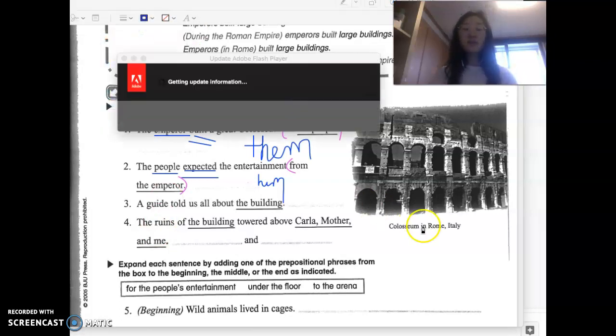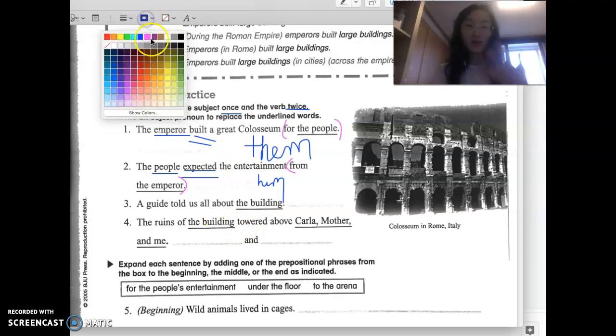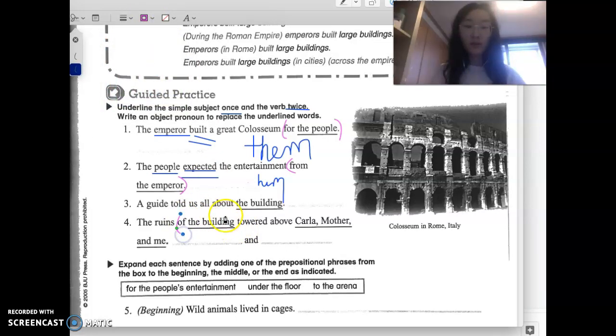The ruins of the building towered above Carla, mother, and me. Great. So the subject is, remember, well, let's do the prepositional phrases first. Of the building is a prepositional phrase, so there's no subject in there. Above Carla and me, that's also a prepositional phrase, so there's no subject here. Now, we have fewer options. The ruins towered. So easy. Subject, ruins. Verb, towered. I love finding prepositional phrases first.